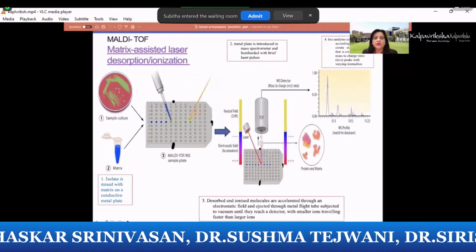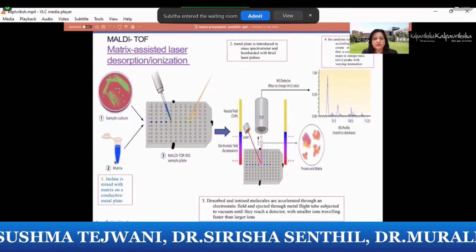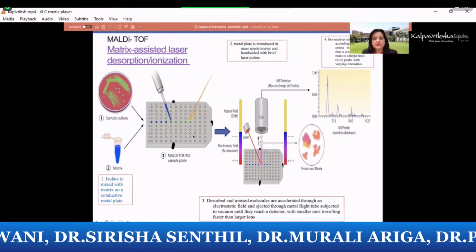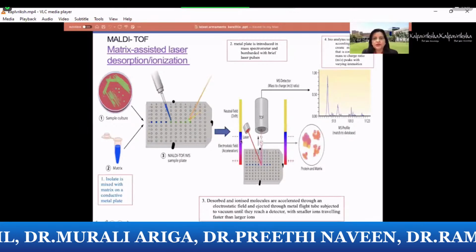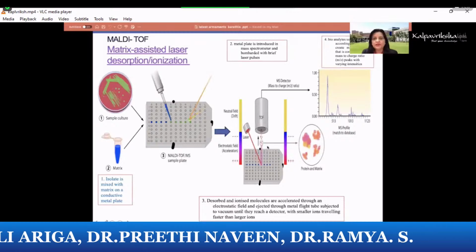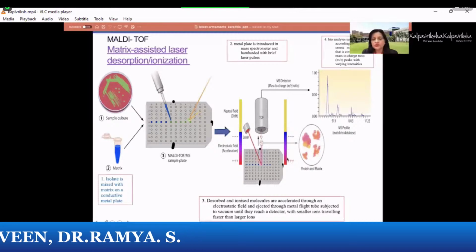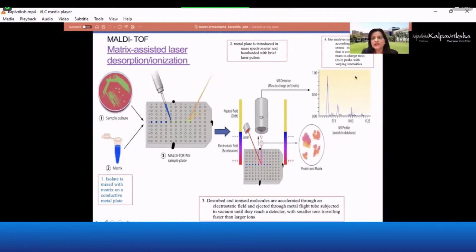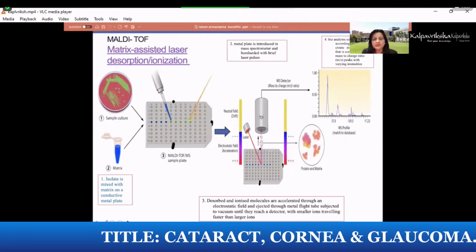MALDI, matrix assisted laser desorption and ionization: the sample culture is taken and mixed with the matrix, and this metal plate is then introduced in the mass spectrometer, where it is bombarded with laser pulses. There are dissolved and ionized molecules which travel up at a particular speed, and depending upon the speed of travel, you obtain various peaks on the graphs, and these are actually nothing but the signatures of the various microorganisms.